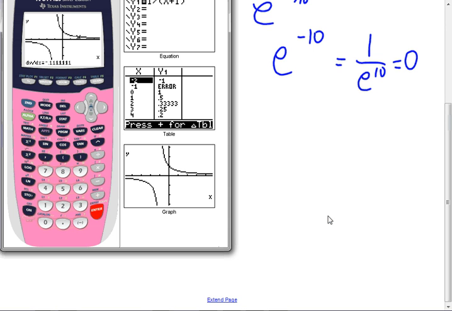Okay, let's graph that. y equals e to the 1 over x. I can now see this.